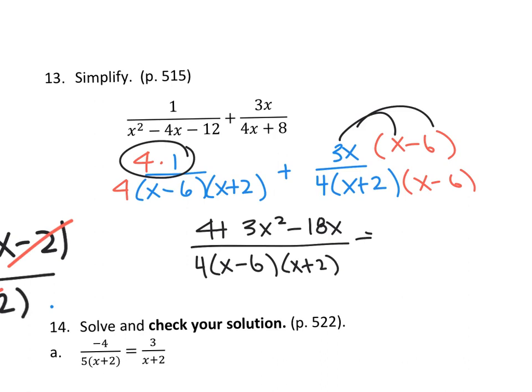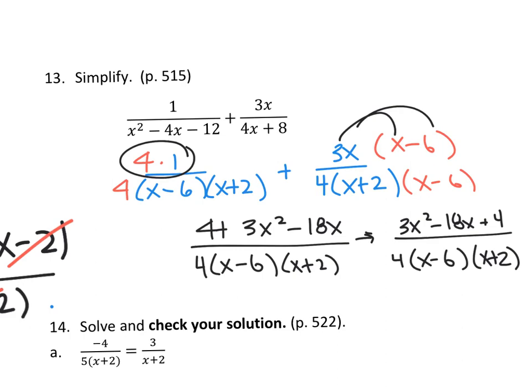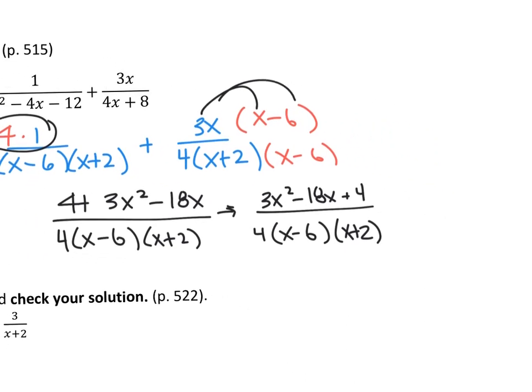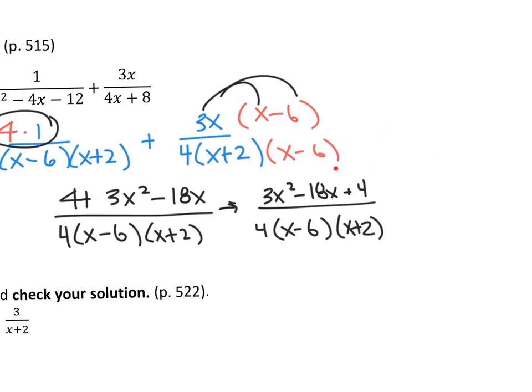So I want to write this in standard form, the top. So it's going to be 3x squared minus 18x plus 4 over 4 times x minus 6, x plus 2. So before you think that you're done, what you really should do is see if the numerator can factor. Maybe this can factor out and cancel out one of these factors. So to check it, I do factors of a times c, so factors of 12 that add up to negative 18. Since there's no factors of 12 that add up to negative 18, this cannot factor any further, so this is my solution.